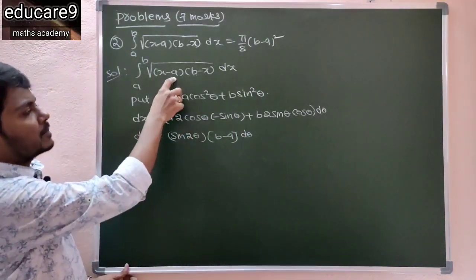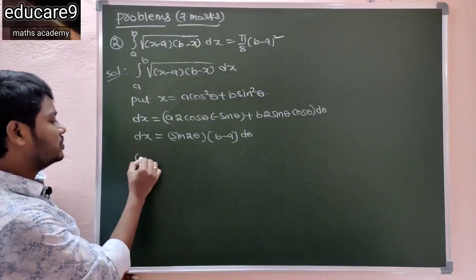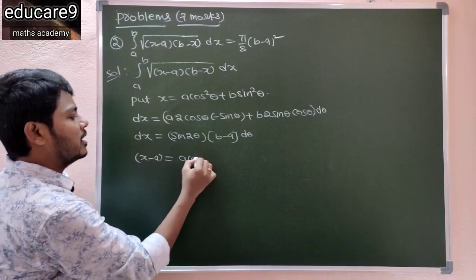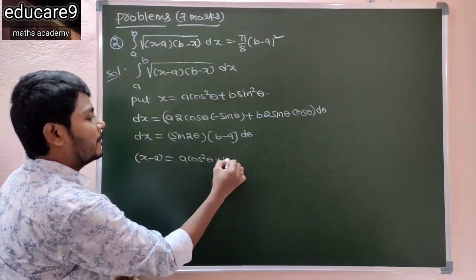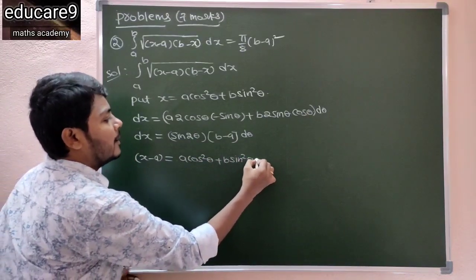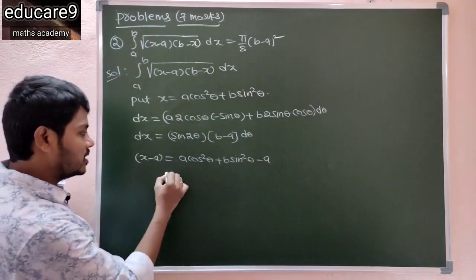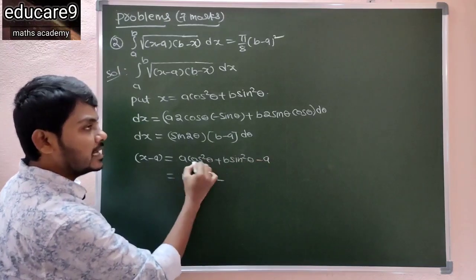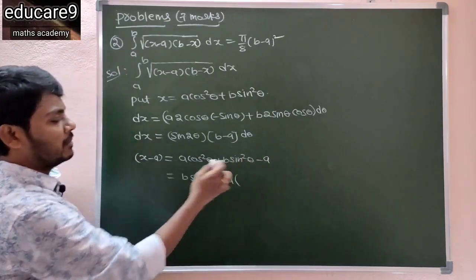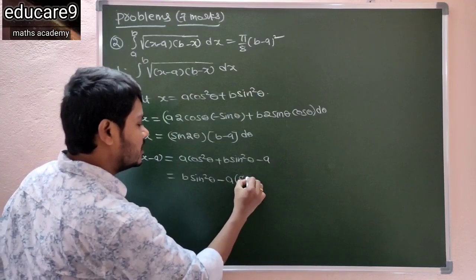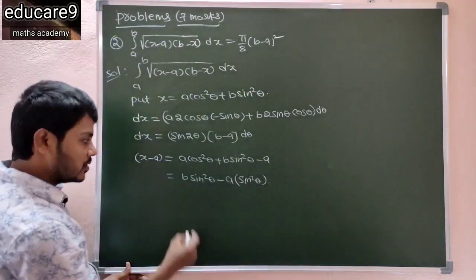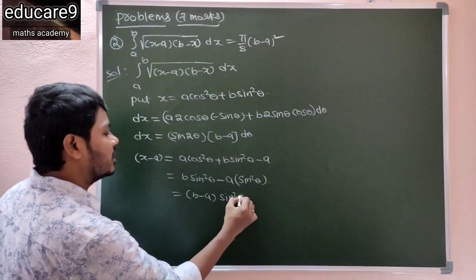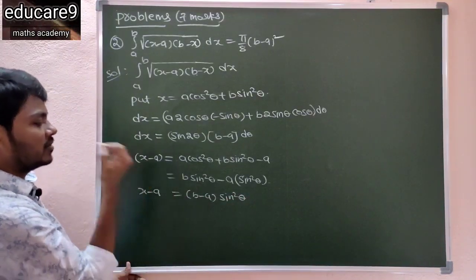And find the x minus a value. x is a cos square theta plus b sin square theta, minus a. So this is b sin square theta, and minus a is common, you get 1 minus cos square theta, that is sin square theta. Clearly this can be written as b minus a into sin square theta. So this is the x minus a value.